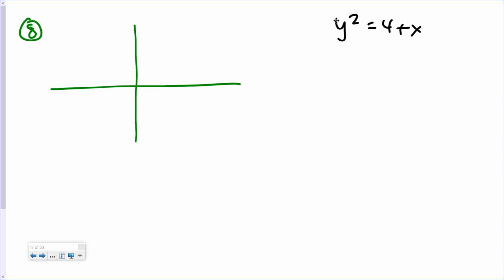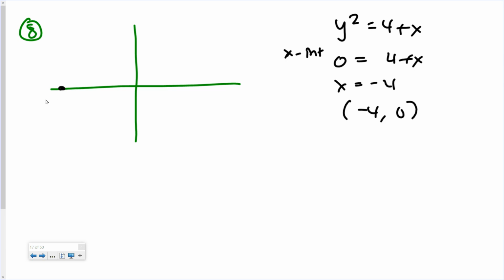Now, what does this parabola look like? It's been a long time since I've done parabolas, but if I plug in y as 0, so if I'm trying to find the x-intercept, then x is going to be -4, right? So 4 plus x, so x equals -4. So I'm going to have a point here, (-4, 0).